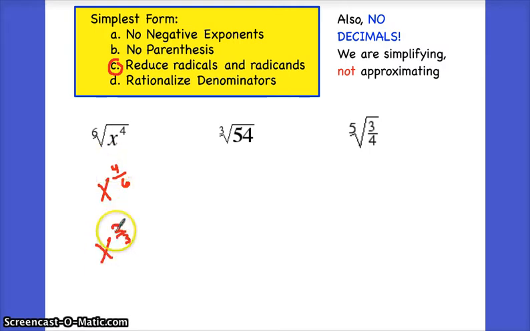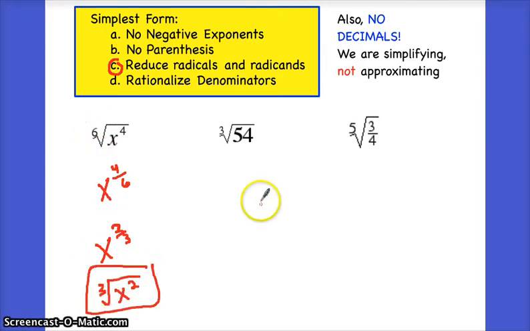So we've reduced the 4 down to a 2, the 6 down to a 3, or essentially the index went from being a 6 to being a third root of x squared. And that is a reduced radical. Reducing the radicand comes more down to breaking them down.